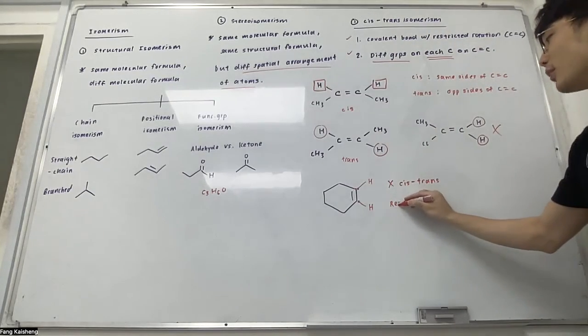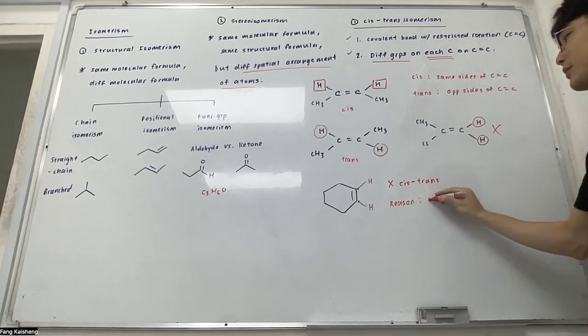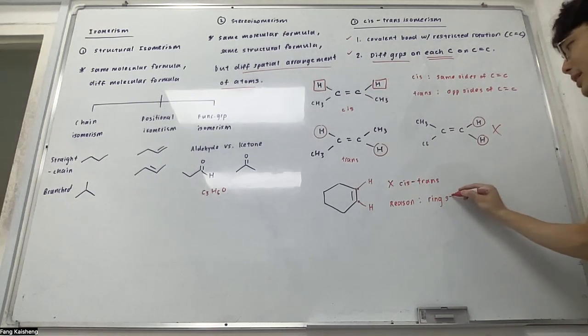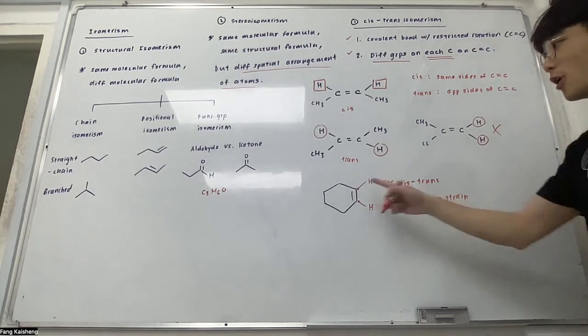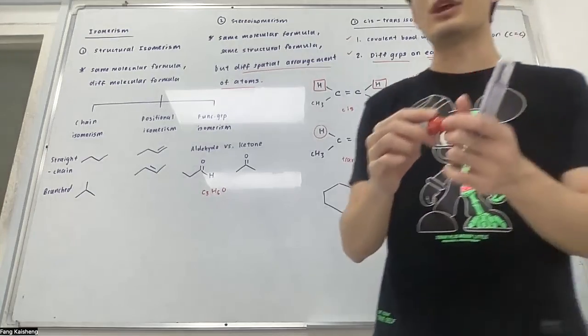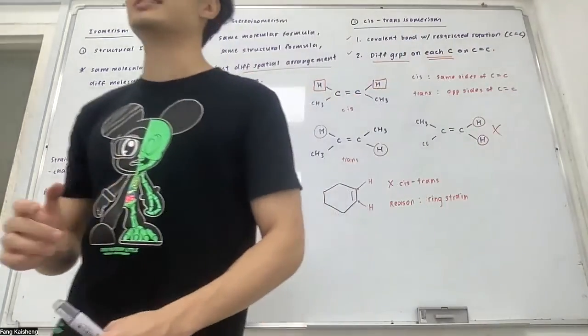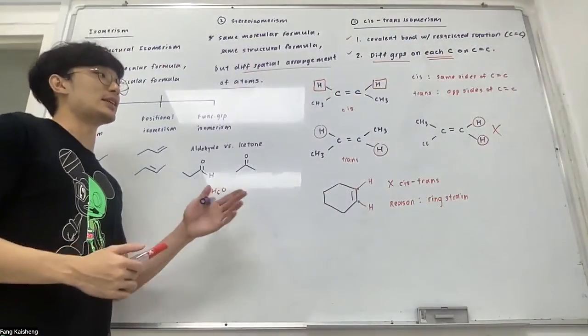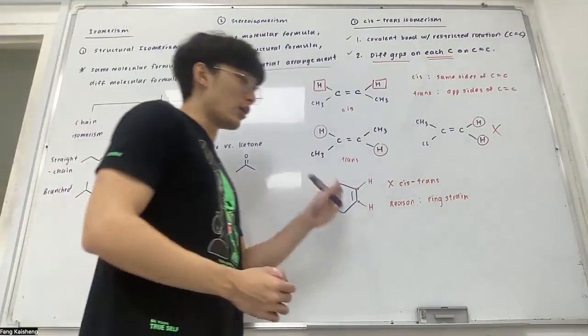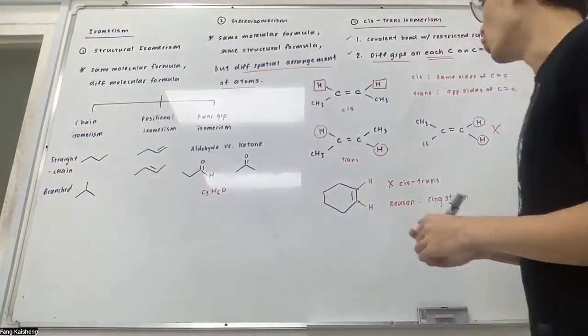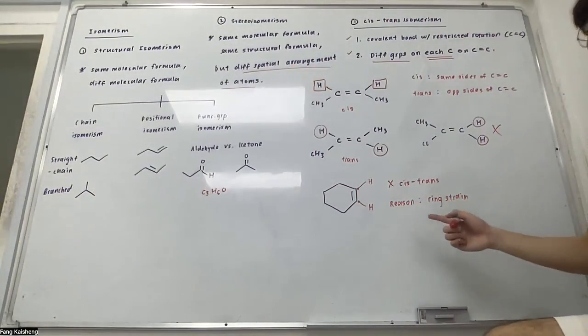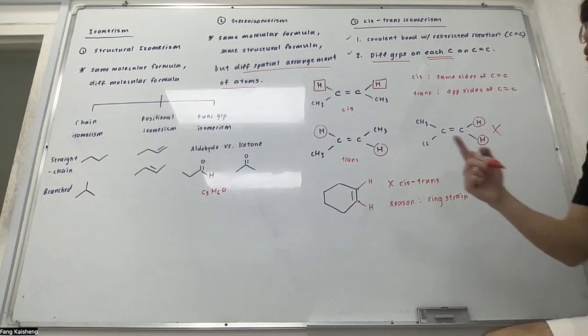Let's look at the reason why. The reason is because of this thing called ring strain. Forming rings is actually very strenuous on the electrons inside. And why is that so? The ring is too small to accommodate the trans isomer. Currently, is this the cis or the trans version?